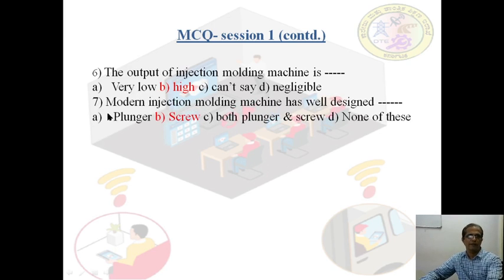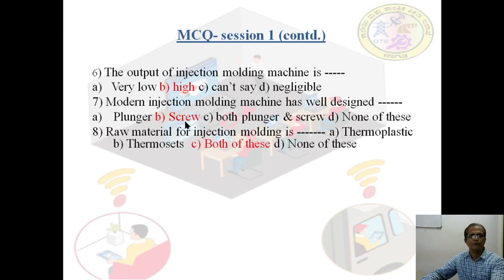Question number 7. A modern injection molding machine has a well designed plunger, screw, both plunger and screw, none of these. The plunger type of machine is an older version. The newly developed one is the screw type of injection molding machine. So the answer to question number 7 is screw.